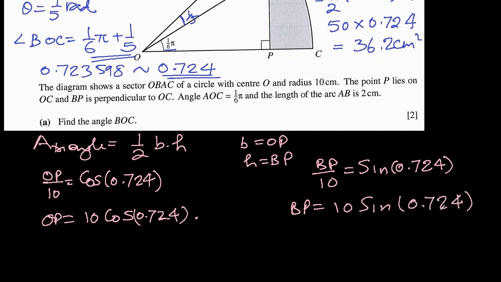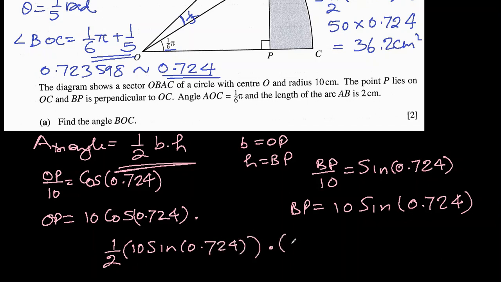So now we can use the formula here because we know base and height both. So half base is OP, 10 sine 0.724 multiplied by height, 10 sine. No, that is not sine. This was cos, right? Base, it doesn't matter which we write first. Okay, it's commutative property. So let me write cos here.